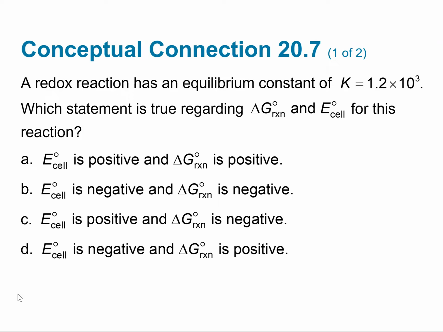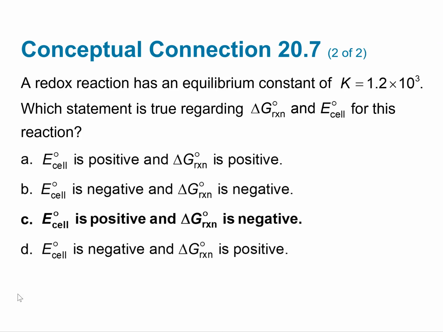Let's see, A. Well, what do we know from this? If K is large and positive, it's going to be spontaneous, right? So in this circumstance, we'd expect delta G to be negative, and we'd expect E naught cell to be positive. And so I would select C. That is the correct answer for this particular question. You should be able to move pretty freely between these terms when asked whether or not something is spontaneous.